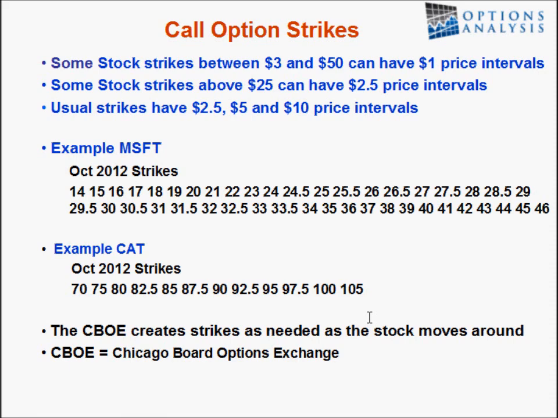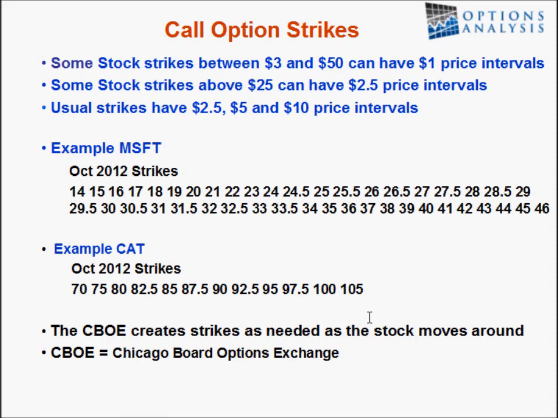When a stock goes to higher prices, and below is an example for Caterpillar, CAT, Caterpillar is above 50, it no longer has dollar price intervals. The price intervals vary between 2.5, 5, and 10. Shown are the October 2012 strikes for Caterpillar, and sometimes we have a 2.5 spread strike, but sometimes we have a 5 spread strike.